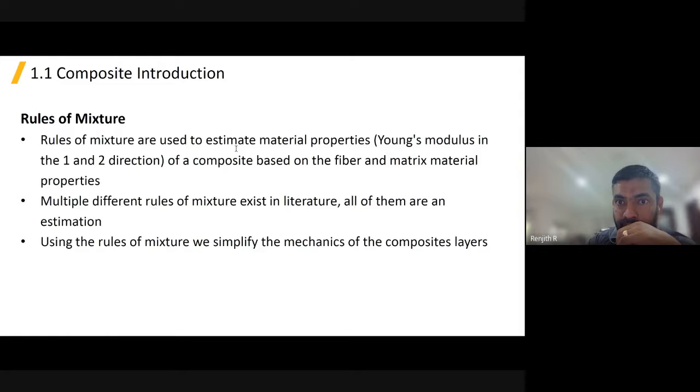And in most cases we will take our element or our geometry as a plane stress element. So we will assume its thickness is negligible when we compare it with the length and breadth of the geometry. That's why we will find out two mechanical properties in two directions, that is 1 and 2.